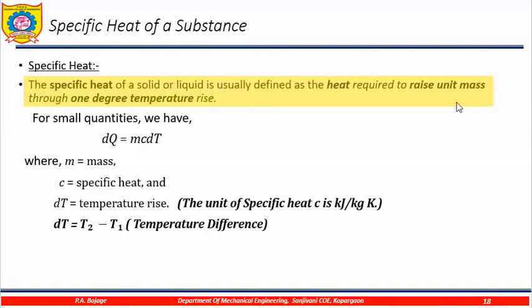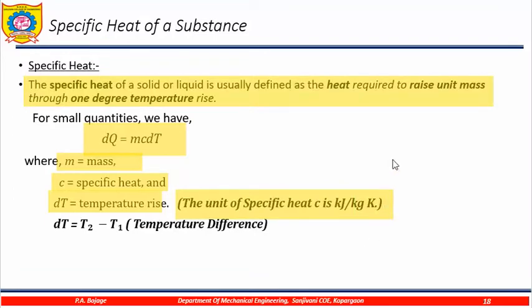the specific heat. So, for small quantities, generally the heat supplied is given by m c dT, that is dT. M is the mass, C is the specific heat, and dT is the temperature rise. The unit for specific heat is kilojoules per kg Kelvin. Now, here please remember this C value is the specific heat, in kilojoules per kg Kelvin, and here dT means the temperature difference, that is delta T.